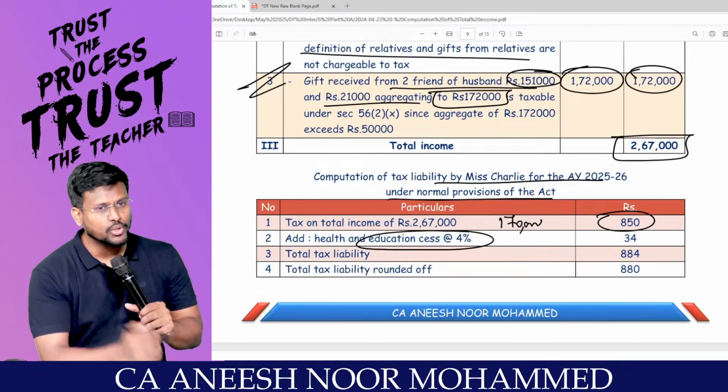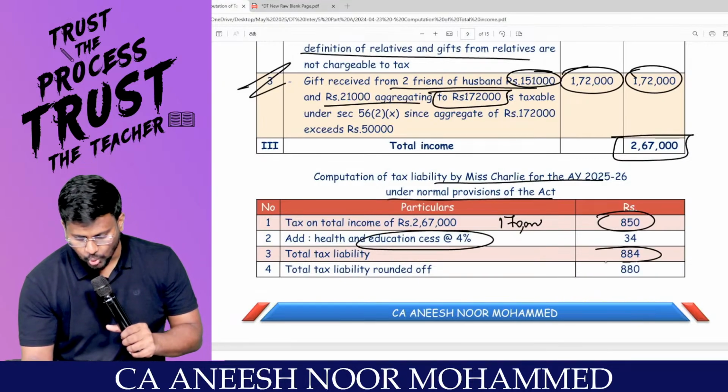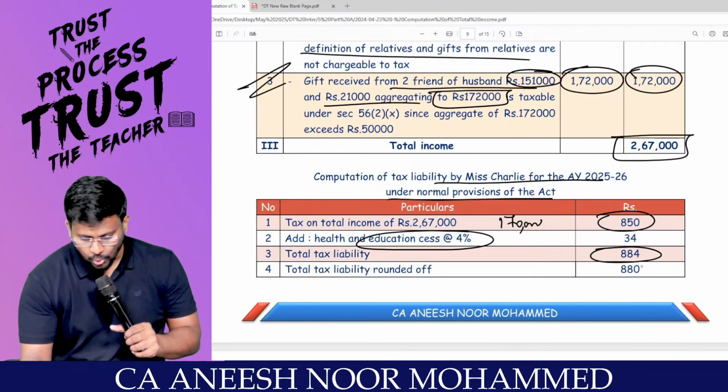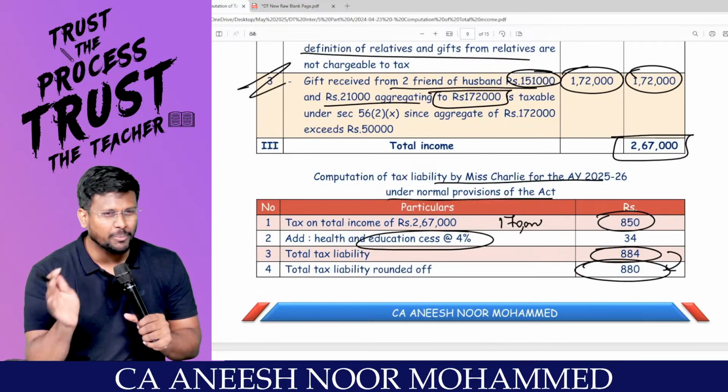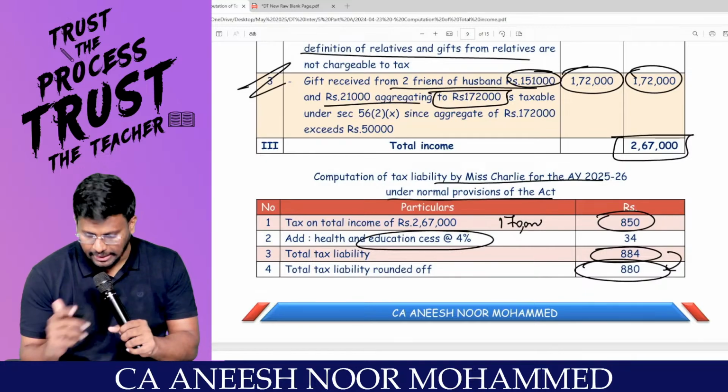Sir, add health and education cess at the rate of 4%. So total tax liability 884. So total tax liability rounded off, 4 rupees the government says no, pay 880.